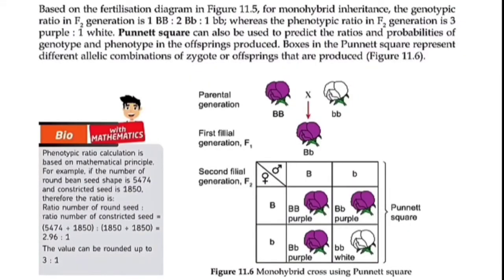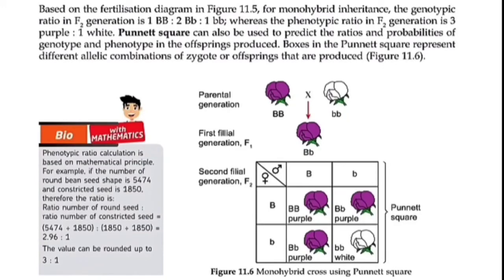Based on the fertilization diagram in figure 11.5 di slide yang tadi, for monohybrid inheritance, the genotypic ratio in F2 generation is 1 double big B, 2 big B and small b, and 1 double small b yang kita sudah dapat tadi. Whereas the phenotypic ratio in F2 generation is 3 purple, 1 white. Punnett square can also be used to predict the ratios and probabilities of genotype and phenotype in the offsprings produced. Boxes in the Punnett square represent different allelic combinations of zygote or offsprings that are produced.